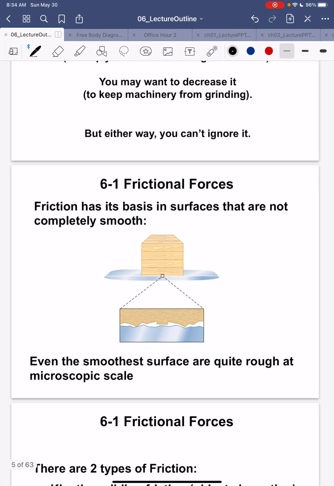Now, why do we have frictional forces? This is because if we examine the surfaces with, let's say, a very accurate lens, you will find that they cannot be completely smooth. They have these bumps up and down, and they're going to catch, or come together and entangle together whenever there is an attempt to move the object.